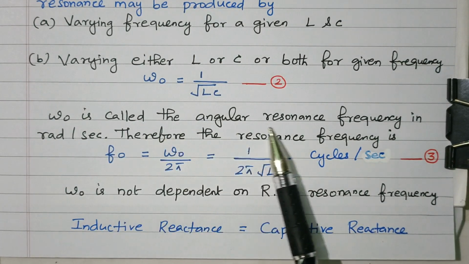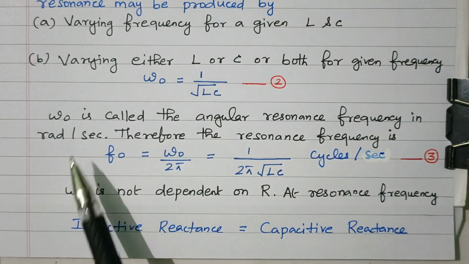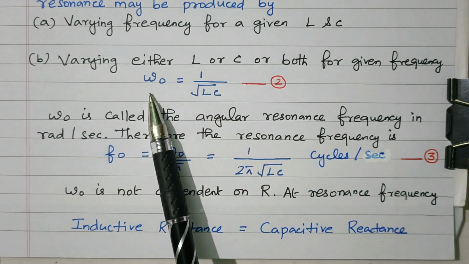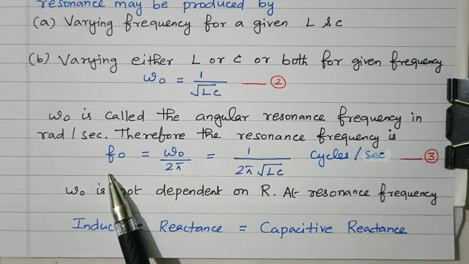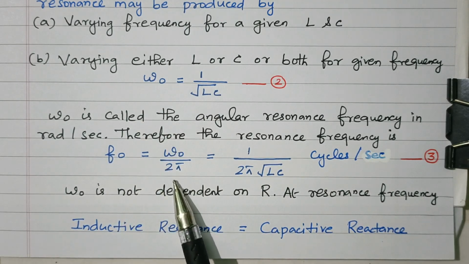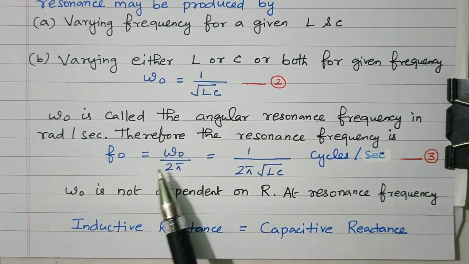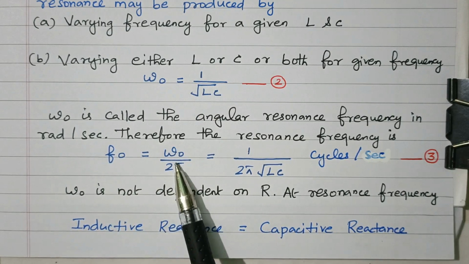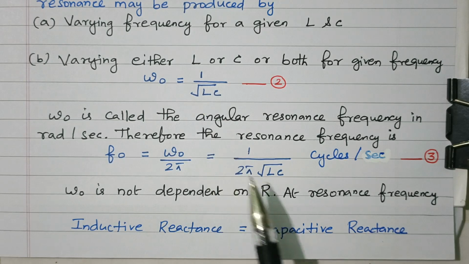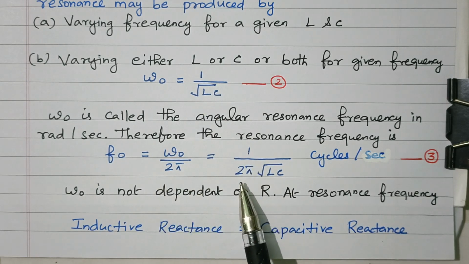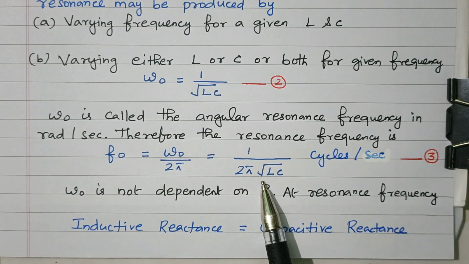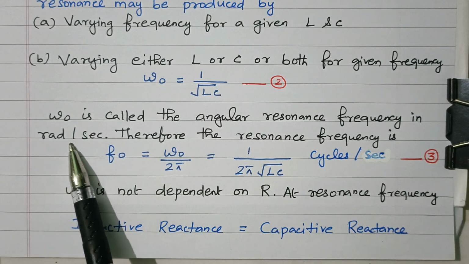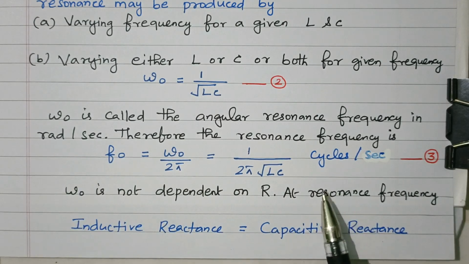Omega naught is called the angular resonant frequency, in radians per second. Therefore the resonant frequency is F naught. The normal resonant frequency F naught equals omega naught divided by 2 pi, since omega naught equals 2 pi F naught. Omega naught is 1 divided by square root of LC, so F naught equals 1 divided by 2 pi into square root of L into C, in cycles per second. Omega naught is in radians per second, and F naught is in cycles per second.